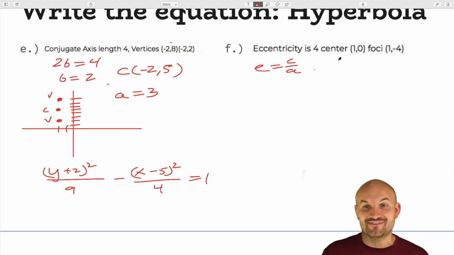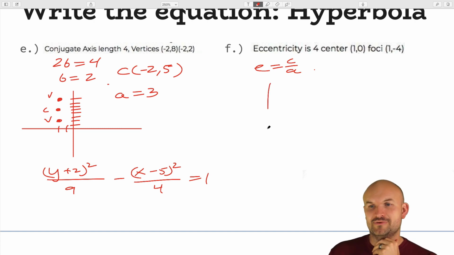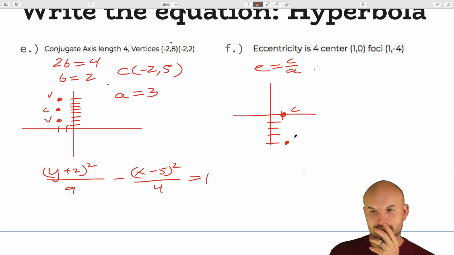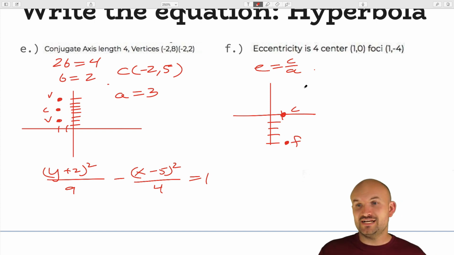I don't know why I chose everything to be vertical here. Weird. All right, so let's go ahead and plot the information. I thought I would at least mix it up a little bit. So the center is at 1, 0, and the foci is going to be at 1, negative 4. So 1, 2, 3, 4. Okay, so again, we can recognize here that c is going to equal 4, right? The distance from the center to your foci is 4.